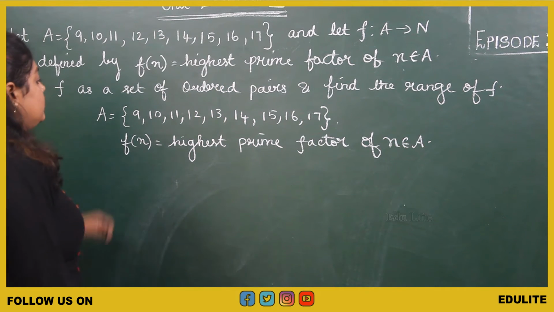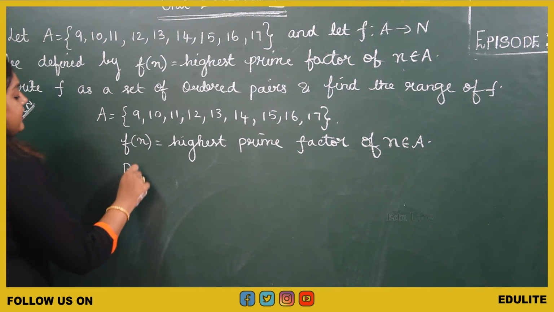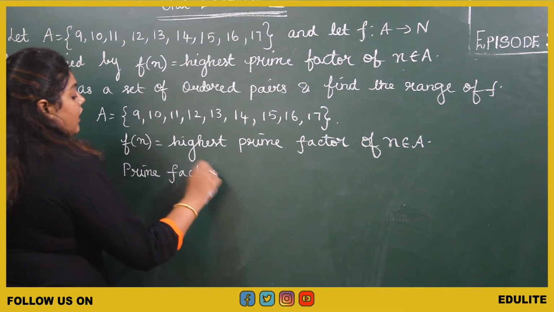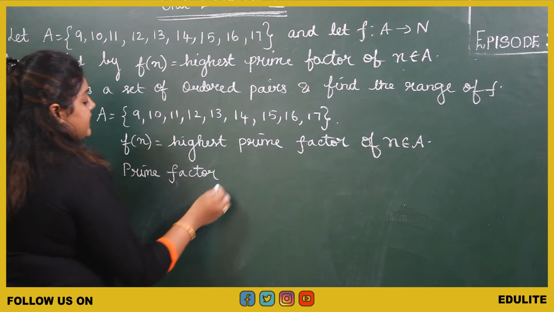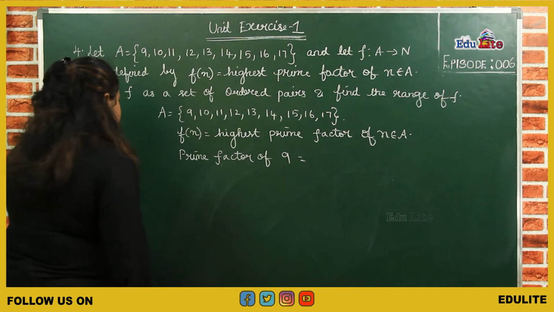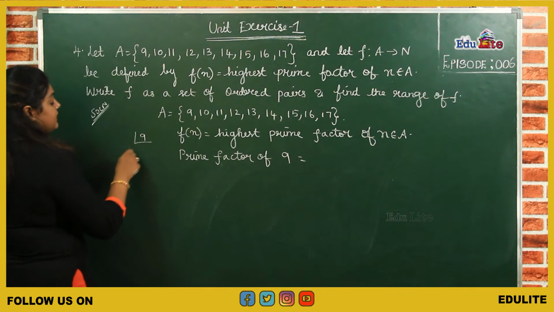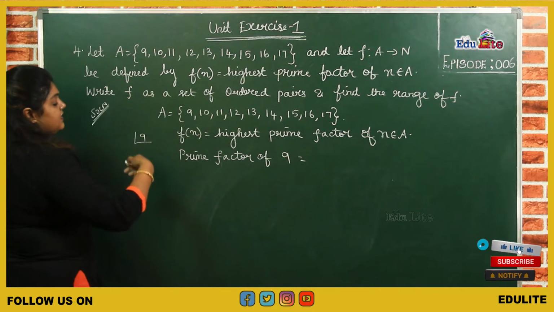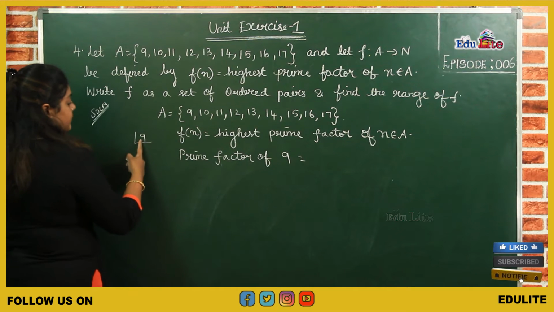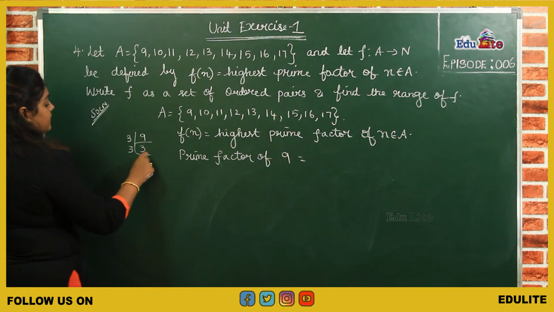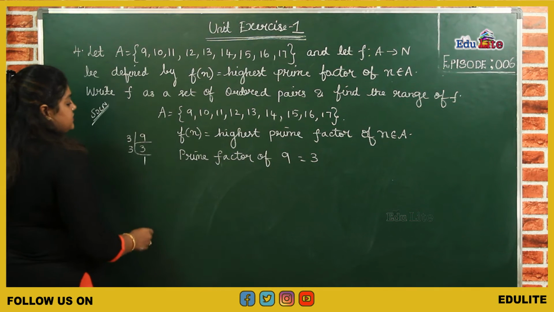Now we have to find the prime factors of all the numbers given in the set A. First we will find the prime factor of 9. We should choose only the factors that are prime. We go from the least. The least prime number is 2. 2 cannot be chosen, so we choose 3. 3 threes are 9. Only one prime factor, which is 3.